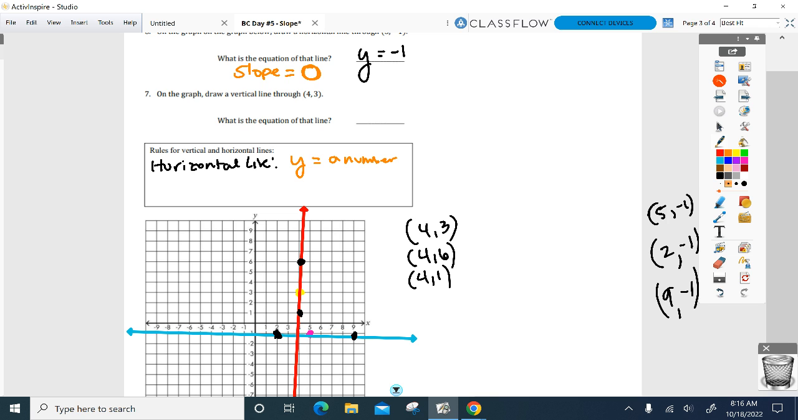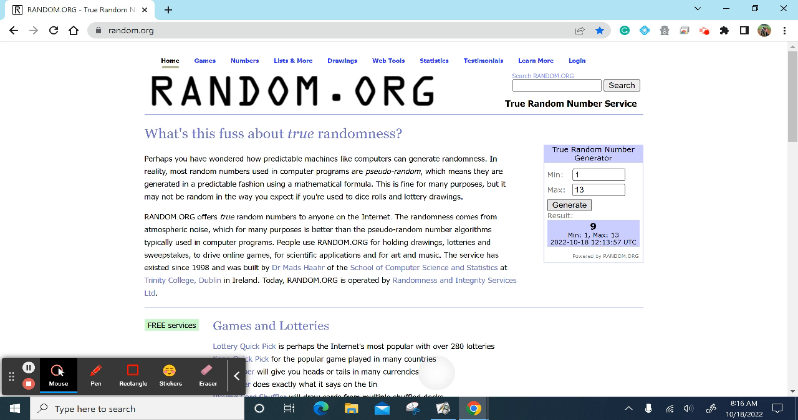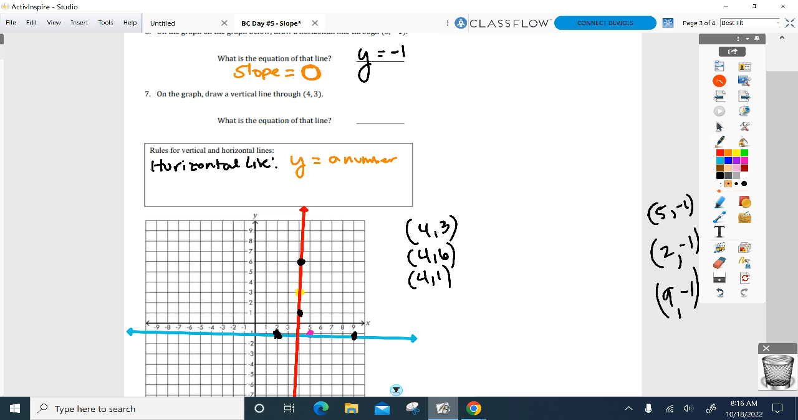What is in common on all 3 of these points now? So the equation of this line? X equals 4. Perfect. So what's the rule for a vertical line? It's always x equals a number. So horizontal is y equals a number.